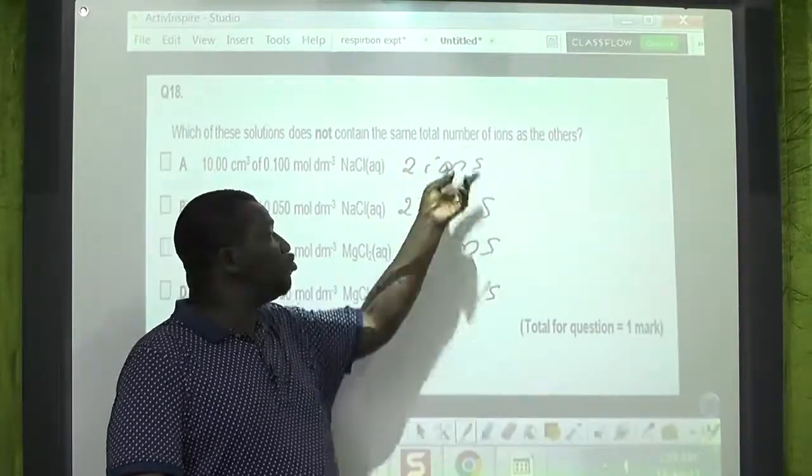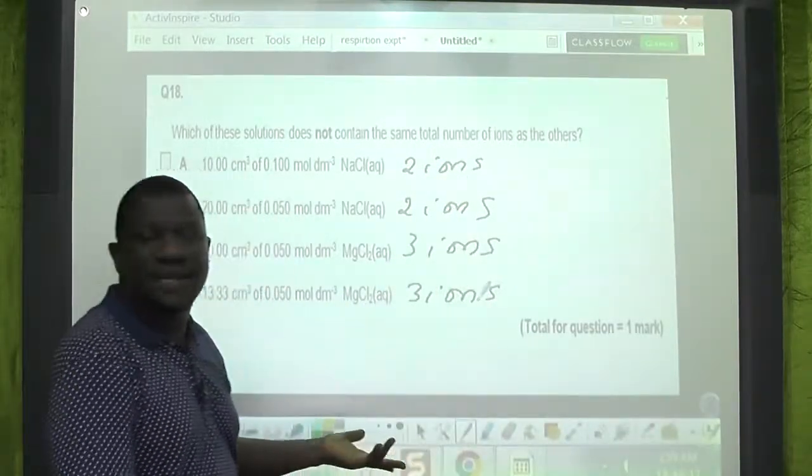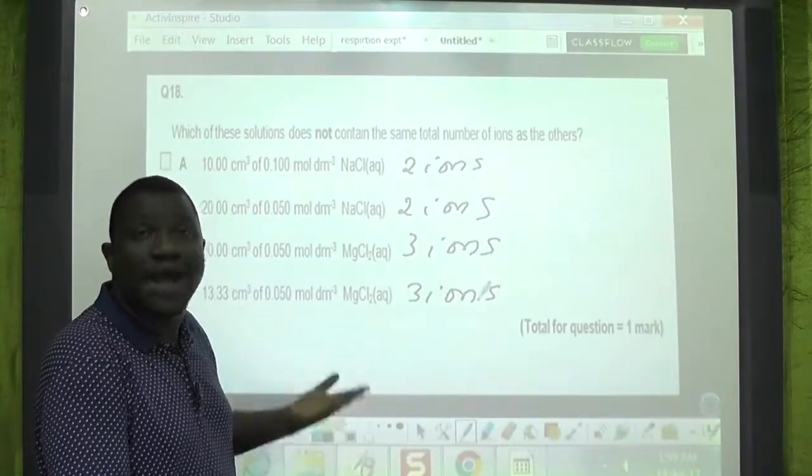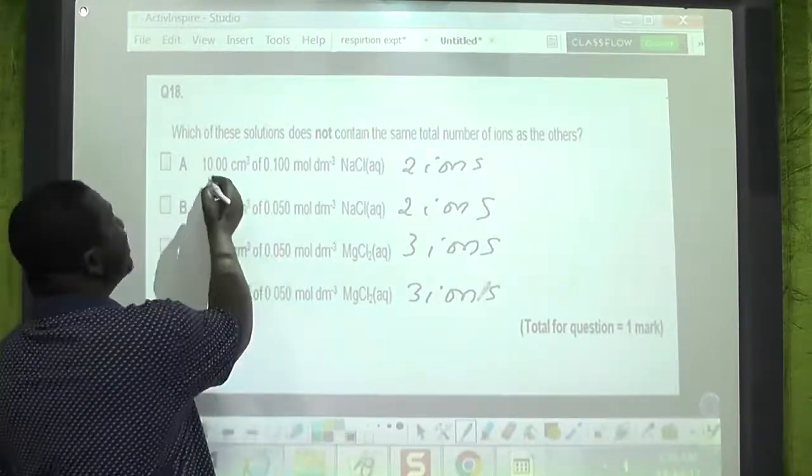So 2 of them are equal, 2 of them are equal. We can't get our answer like that. That's not where we are going because they didn't tell us 1 mole. So we have to look at the number of moles. What is the number of mole here?